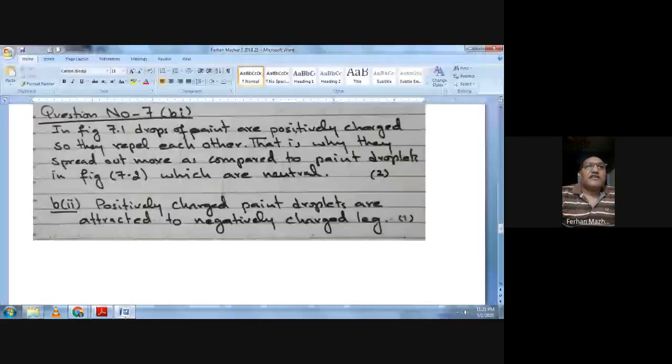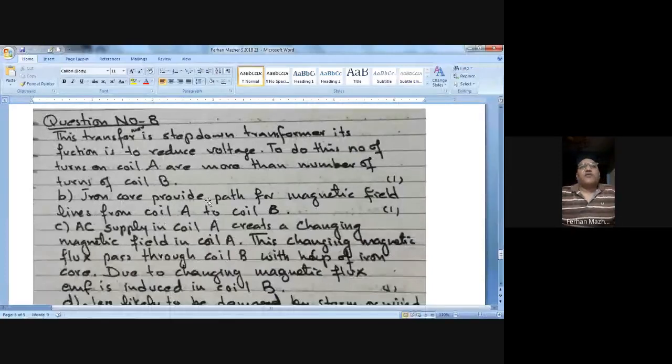Question number 8. This transformer is a step down transformer. Its function is to reduce voltage. To do this, the number of turns on coil A, which is the primary coil, is more than the number of turns in coil B, which is the secondary coil.